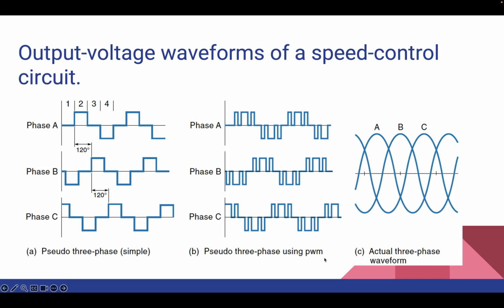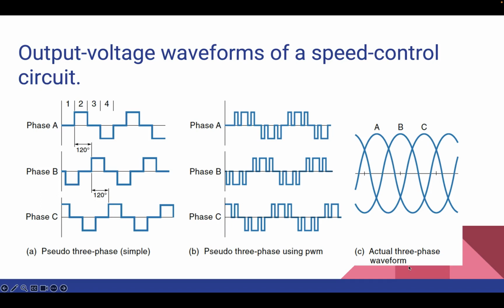The second one is using pulse width modulation, and in this technique, to create a pseudo 3-phase waveform, we use pulse width modulation, which allows for finer control. As you can see, there is finer control over the output signal by adjusting the width of the pulses, which results in smoother and more precise waveforms compared to the simple method that you see here.